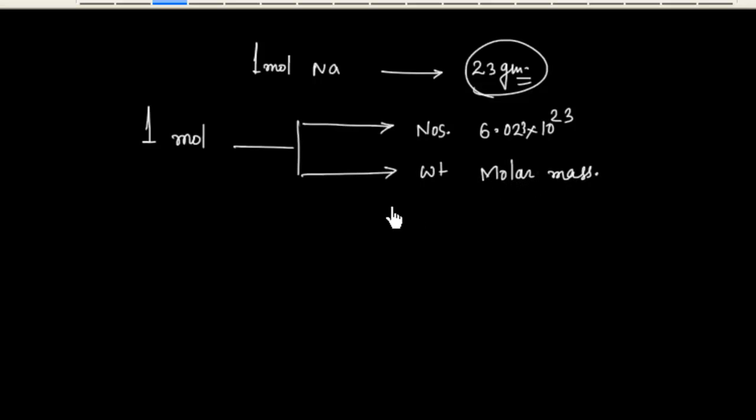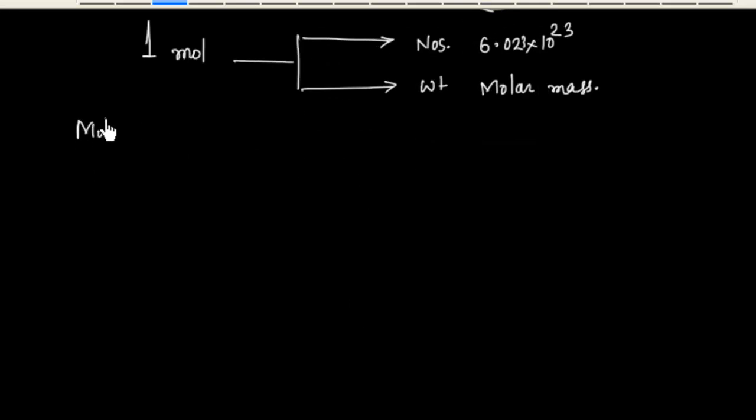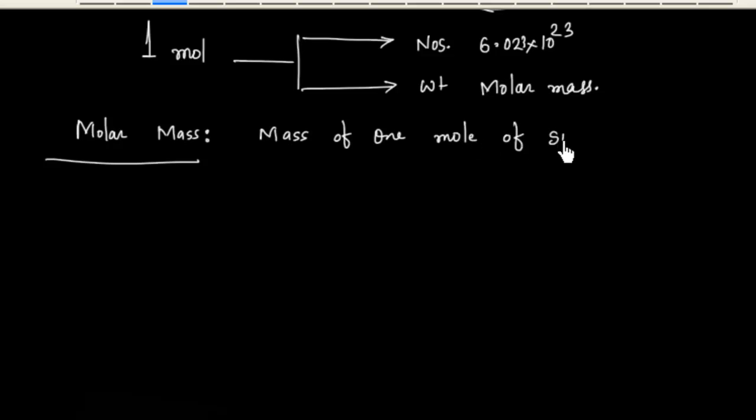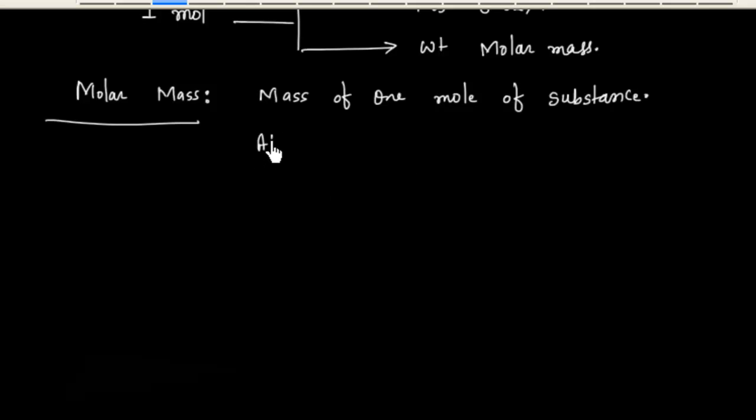So let us discuss more about molar mass. What is molar mass? This is defined as the mass of 1 mole of substance. If this is an atom, then we will call it atomic weight or atomic mass. If it is a molecule, we will call this molecular mass or molecular weight. If it is a formula unit, we will call this formula weight.